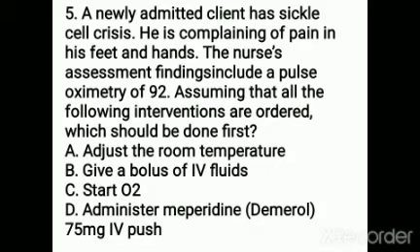Question number 5. A newly admitted client has sickle cell crisis. He is complaining of pain in his feet and hands. The nurse's assessment findings include a pulse oximetry of 92. Assuming that all the following interventions are ordered, which should be done first? Options are adjust the room temperature, give a bolus of IV fluid, start O2, administer meperidine Demerol 75 mg IV push. Correct answer option C, start O2.